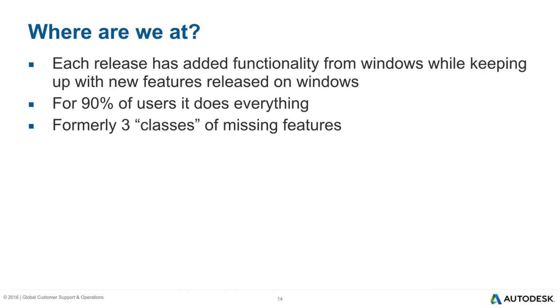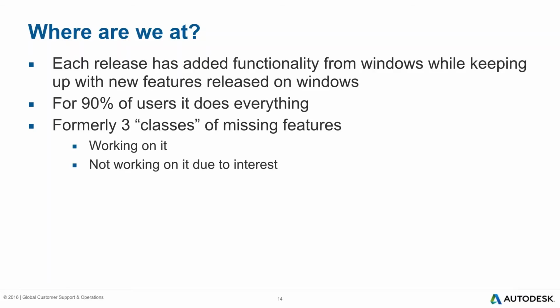Now, a couple of years back when they came out with AutoCAD for Mac, on their website they had what was called classes of missing features, and it broke down into 3 different classes. So some features they were working on. They have a great team of engineers and programmers, but obviously there's a time limit. Things take time, but they were working on some of the bigger features.